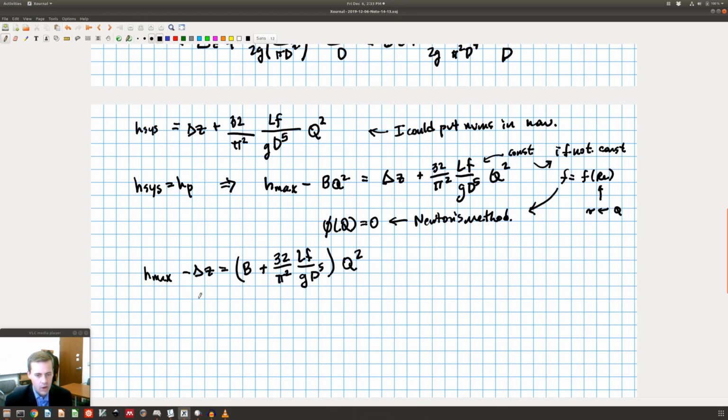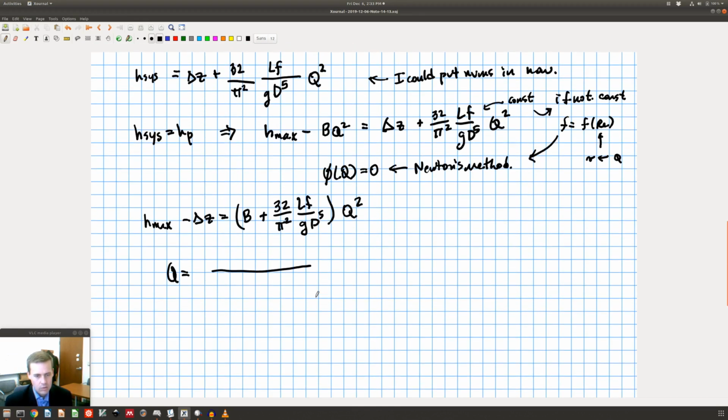So now I'm going to divide by this and take the square root. So Q is equal to, I have a radical, and I've got on the top H max minus delta Z, and on the bottom I have B plus 32 divided by pi squared LF divided by G d to the 5th, and I'm going to take all of that to the 1/2 power, the square root. Obviously I don't need the minus sign because Q is a positive quantity.